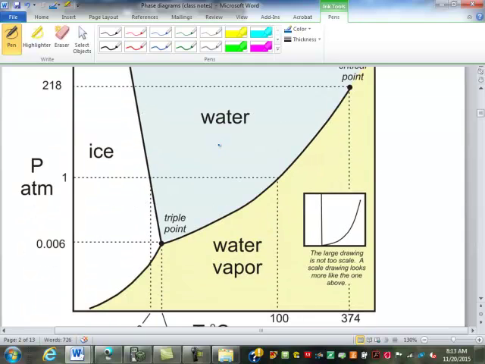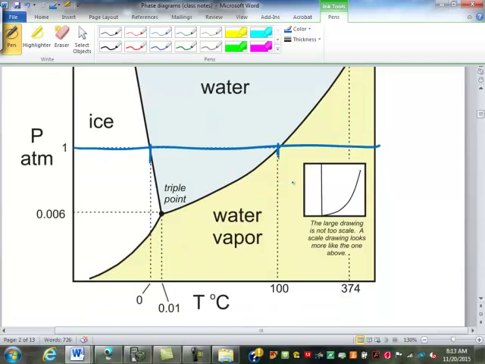Here is the diagram for water. You can see this is 1 atmosphere right here. So this is 0 degrees Celsius. That's where it goes from ice to water or water to ice. This is 100 degrees Celsius, where it goes from water to gas, to steam, and back to water.